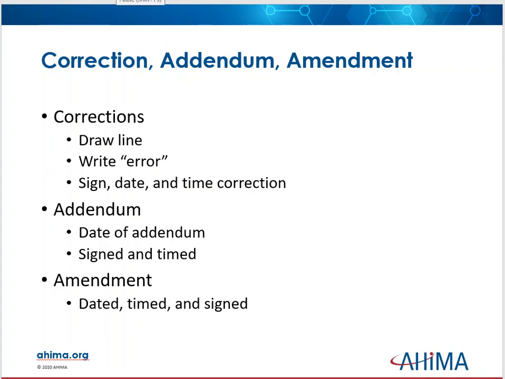So in the paper world, once there was a correction, addendum, or amendment, you would draw through that incorrect statement or word, write error, and sign and date it with a time correction. And you can also write whatever the correct word is. If it was too much to write, then an addendum was dictated or written with a date of addendum, signed and timed. And anytime there was an amendment, it would have been dated, timed, and signed. Again, this is all as a reminder, to the paper medical record.